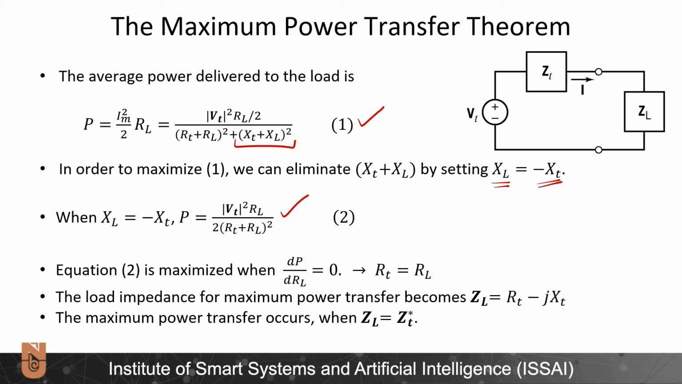Obviously this term is identical to the term which I had for the maximum power transfer for resistive circuits. And that can be maximized if I find the first derivative of the power with respect to RL, and the result of that is RT = RL. In other words, the load impedance for maximum power transfer becomes ZL = RT - jXT. In other words, I will have the same resistive value, but the imaginary value XT due to an inductive or a reactive load will be with the minus sign. So the maximum power transfer occurs when ZL is equal to the Thevenin impedance conjugate.